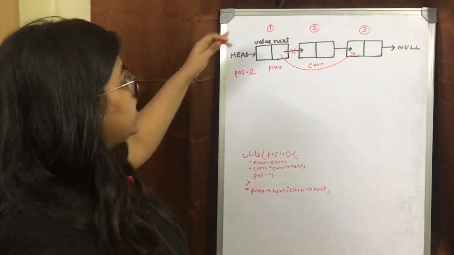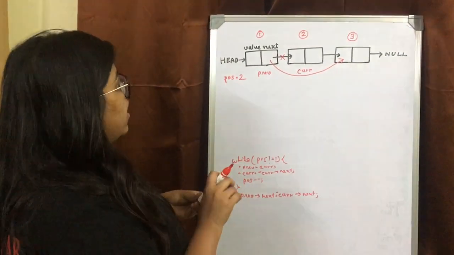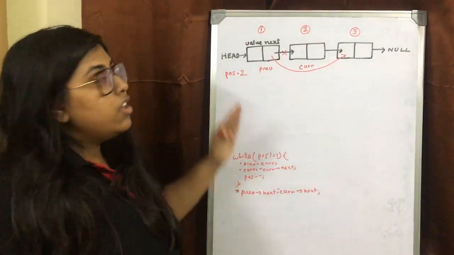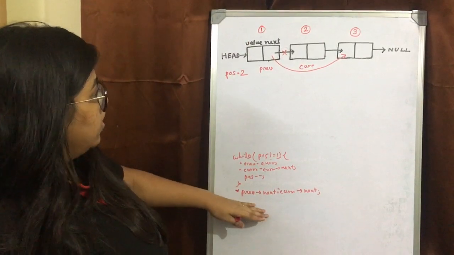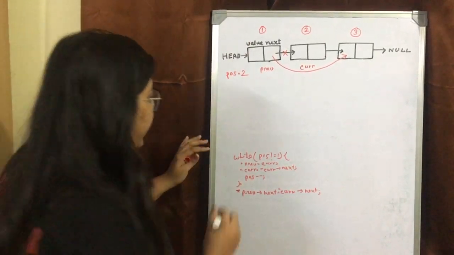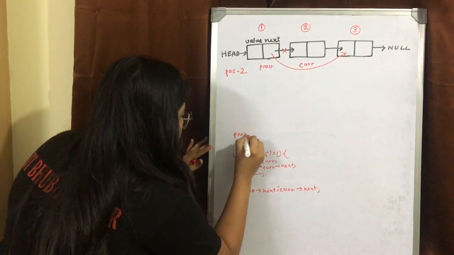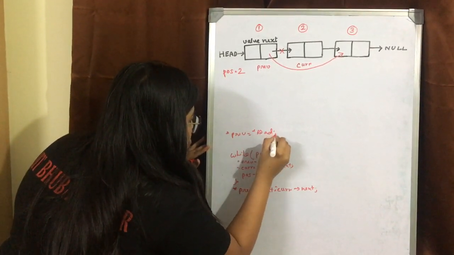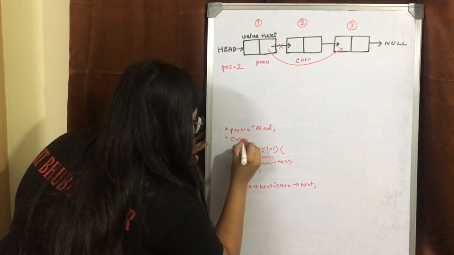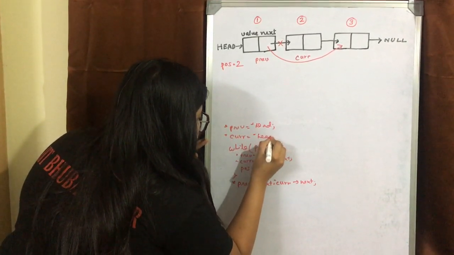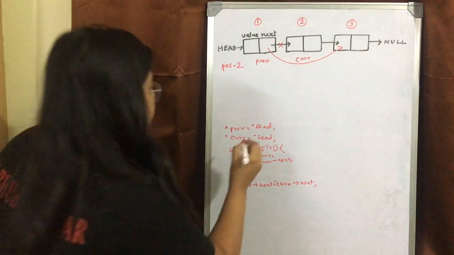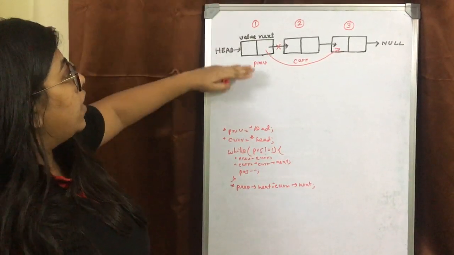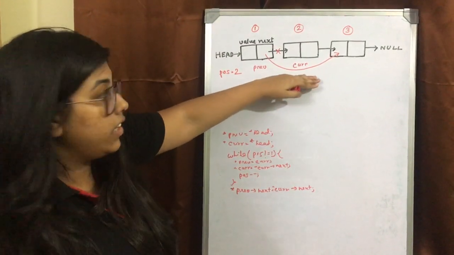Now there are some edge cases, obviously. What if our position is given as 1? When position is 1, this won't work because previous and current start from the head. When we are iterating, previous should be at our head, same as current. We are beginning from the head and iterating. But when the position is 1, we have to delete the head, so the second node should become the head.